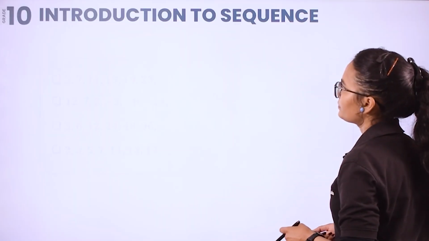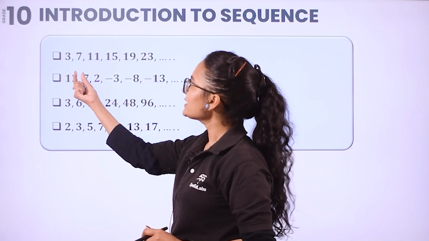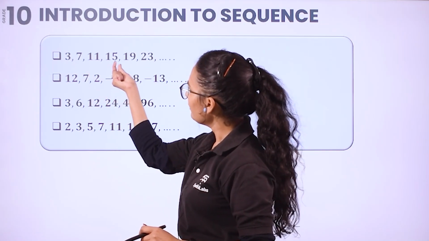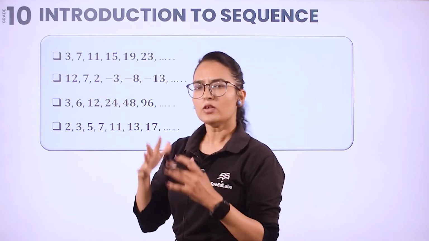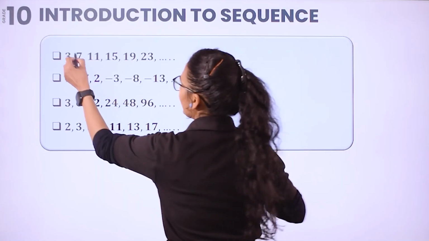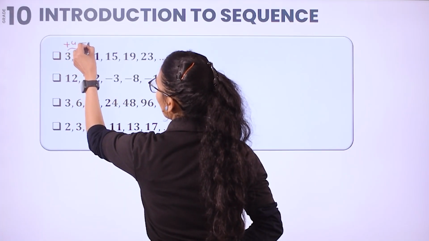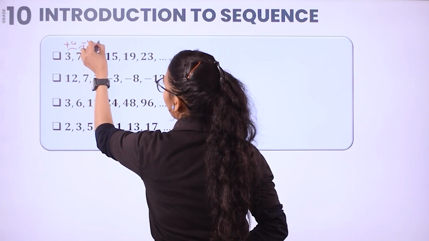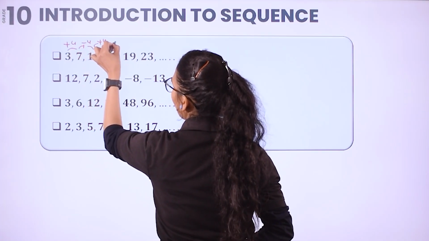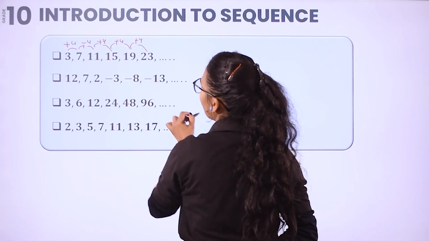Look at these 4 examples here. First example, 3, 7, 11, 15, 19, 23. Can you see any pattern here? Are you able to observe anything? Of course you are. See, 3 plus 4 will be giving me 7. 7 plus 4 will be giving me 11. Then 11 plus 4 will be giving me 15. And the same you can find out, 19 plus 4, that is 23.